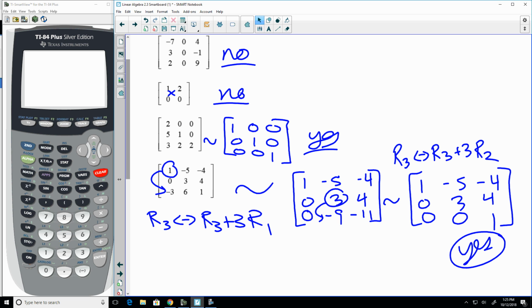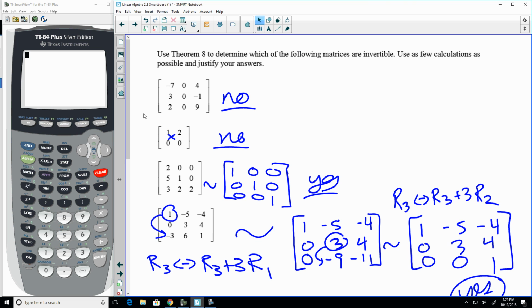You'll have a free variable if it's dependent, yeah. You won't have n pivots, right? So you'll have problems on your tests, in your quiz, that'll say, determine if they're invertible, use as few calculations as possible. I don't expect you to throw them all in the matrix every time. You should not do that in the matrix.